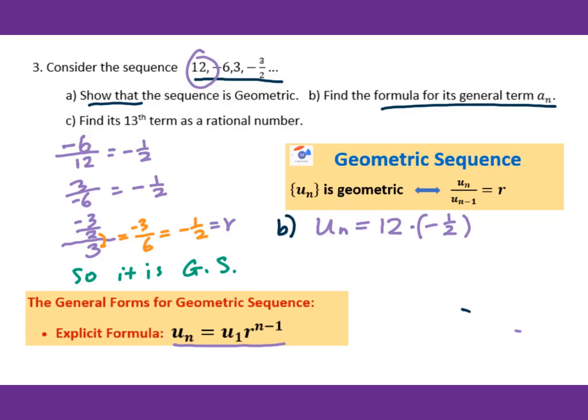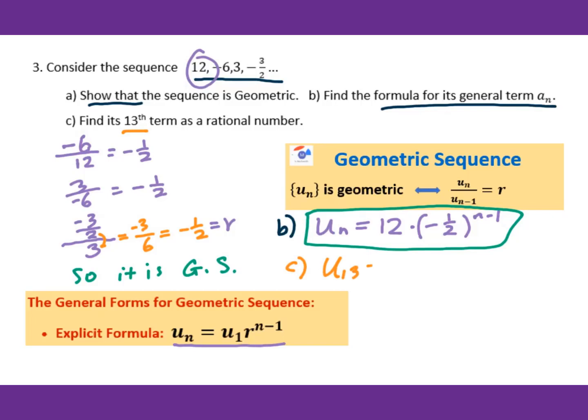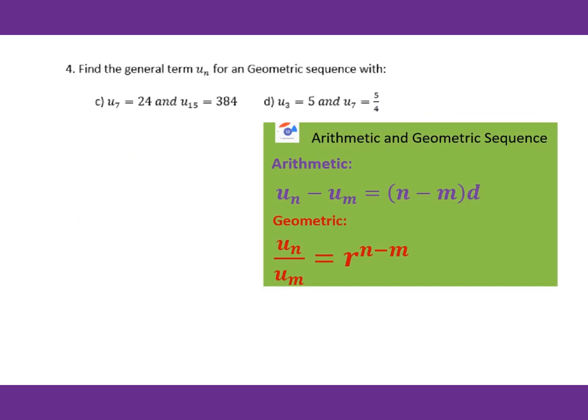Then n minus 1's power. You can leave as it is. Then for C, find its 13th term. So we got U sub 13. N you got to change into 13. So 12 times negative 1 half to the 13 minus 1's power. We put into calculator, you will get 3 over 1024.